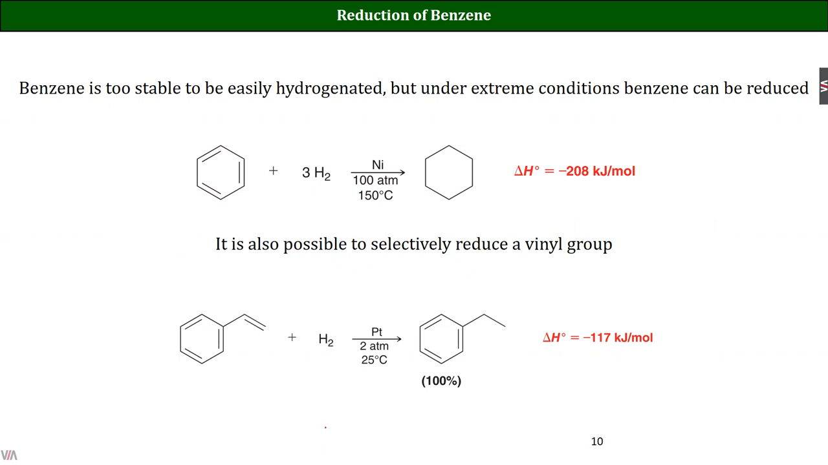The flip side of this means that if you do have other groups that you want to hydrogenate, you can usually ignore any benzene rings. So just because you have a benzene ring attached, if you want to hydrogenate a double bond, that's totally possible because you can rely on the fact that the benzene ring is not going to react. Right? So whatever is attached to the benzene ring is going to hydrogenate pretty easily. So platinum, so another metal catalyst, but we're talking 2 atmospheres of pressure, 25 Celsius, instead of 100 atmospheres of pressure at 150 Celsius.